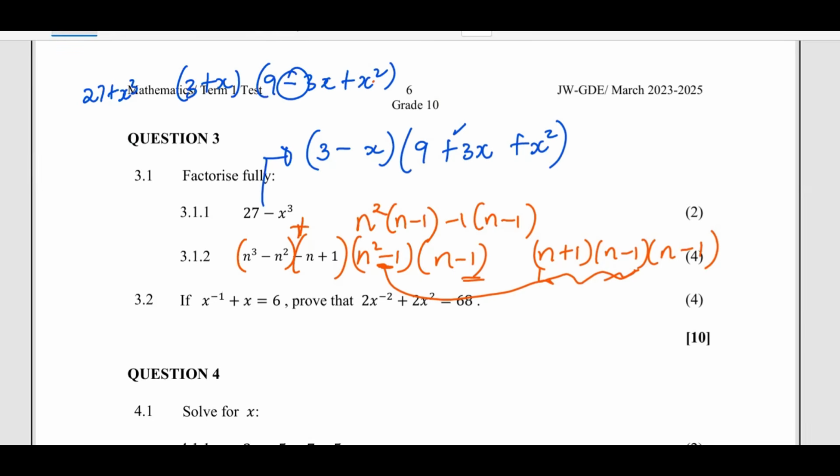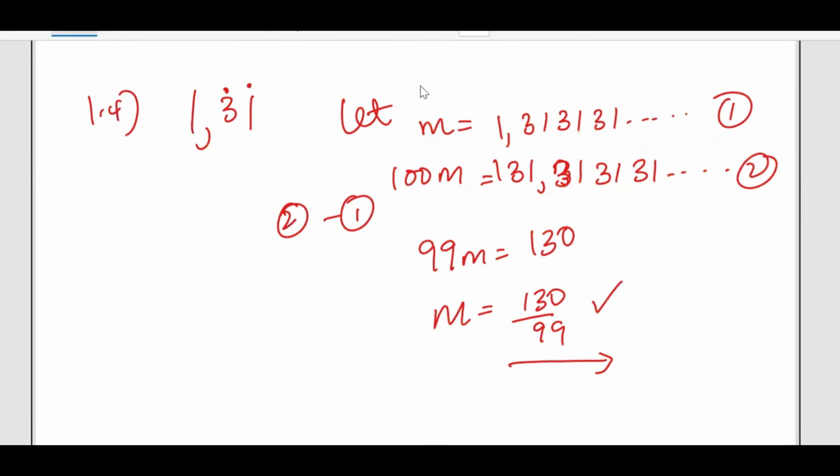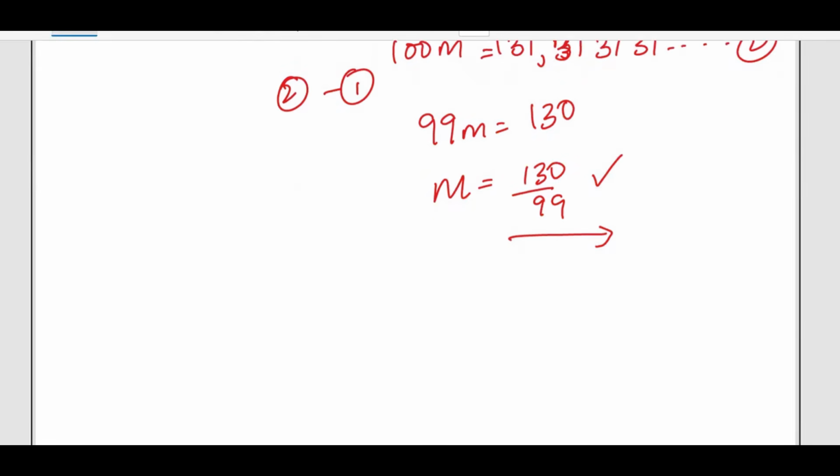All right, then 3.2, which is very challenging. How do I work out this question now? Let's see. So please don't laugh at me if I get stuck, né? Maybe if the question becomes hard.